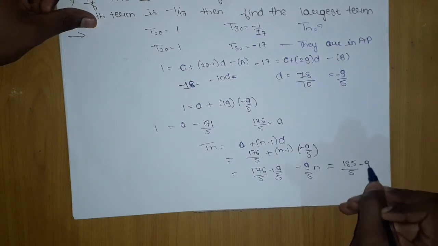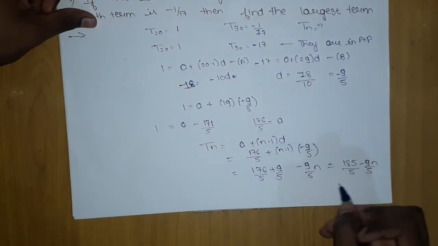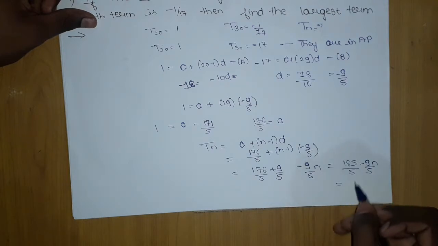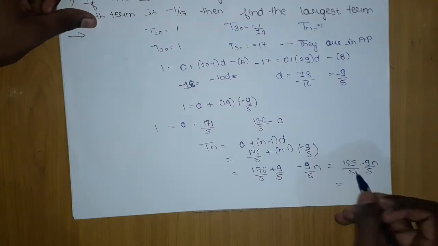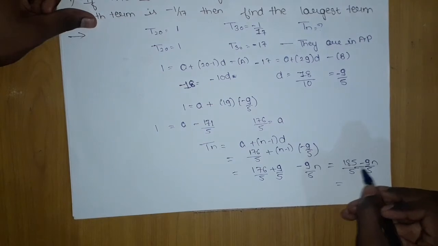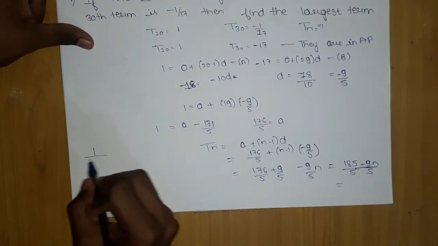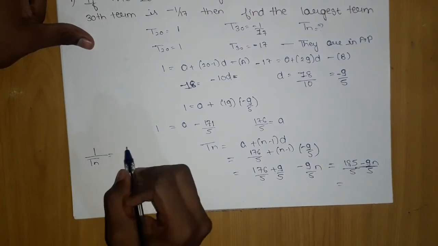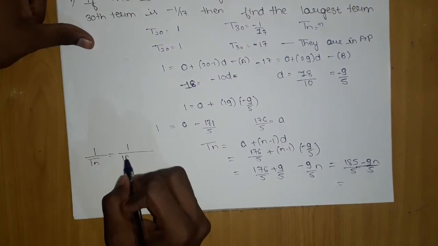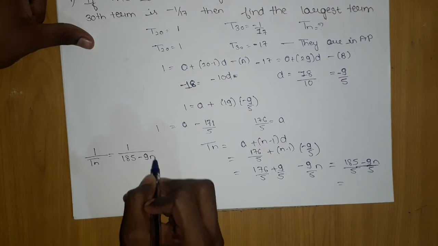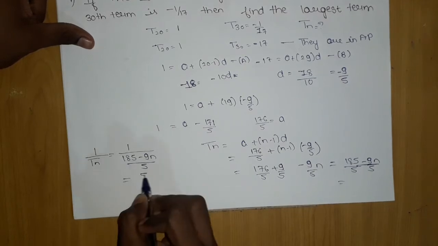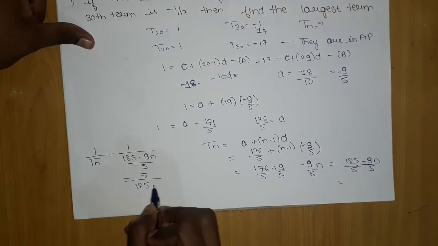Okay, this is 9n by 5. After this, although I can divide, now we have the Tn. Now the 1 upon Tn will be in HP, the last term, which will be nothing but 1 upon (185 minus 9n upon 5), which gives me 5 upon (185 minus 9n).